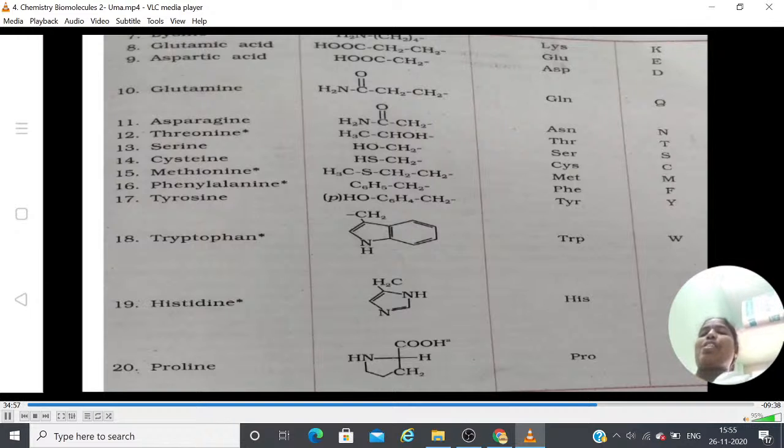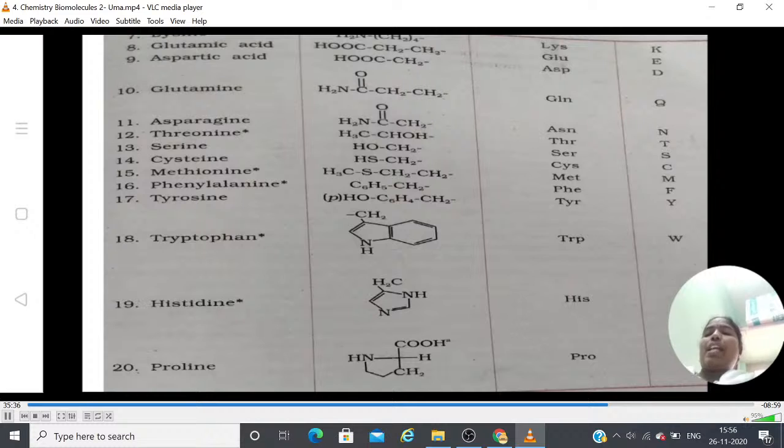Okay. Next, tryptophan. Tryptophan is also an essential amino acid. This is the structure of the alkyl group present in it, and the 3 letter symbol is TRP and the code letter is W. Next, histidine. Histidine is an essential amino acid, and the alkyl group structure is like this. The 3 letter form is HIS and the letter code is H.